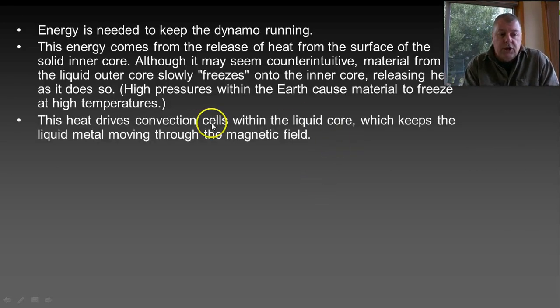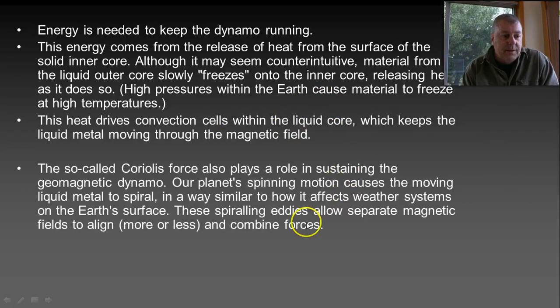And we get convection cells generated in the liquid core, so it's the liquid outer core that's causing the magnetic field. And here, the Coriolis effect also adds to the swirling effect of the outer, what do we call it, the inner liquid core, not the inner, the molten part of the core.